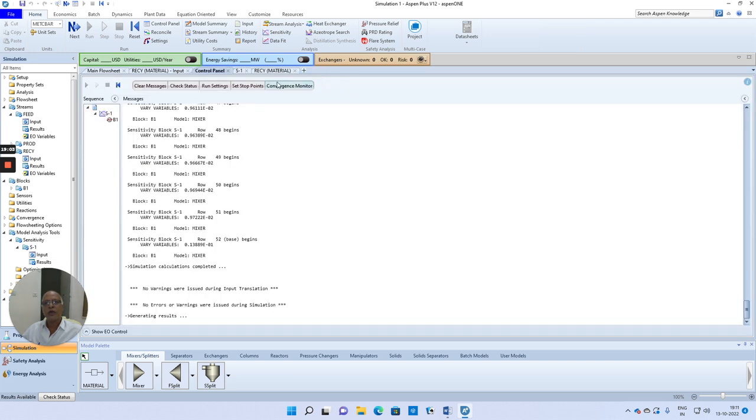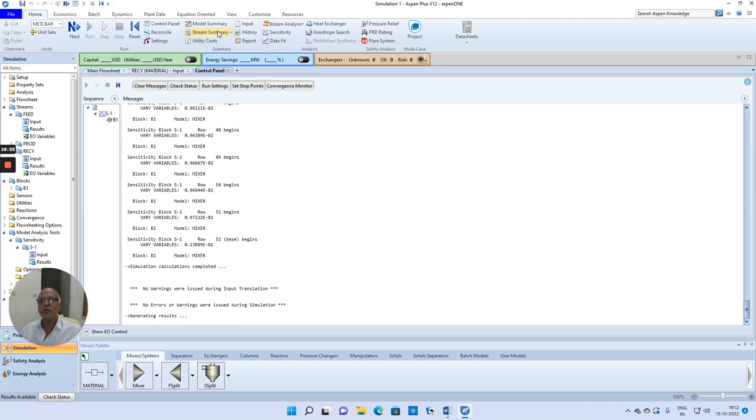So the only reason for using sensitivity analysis is instead of doing it manually, you are trying to put it in a structured way with some starting point, ending point, and increment. Normally, we will not be using sensitivity to solve this kind of analysis problems.